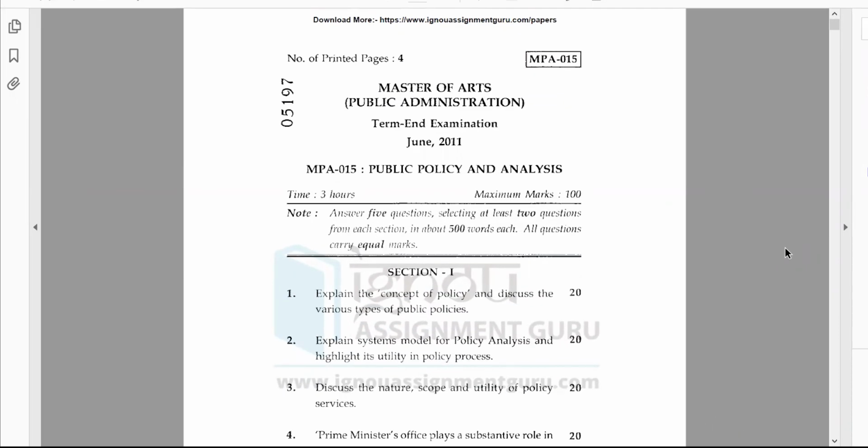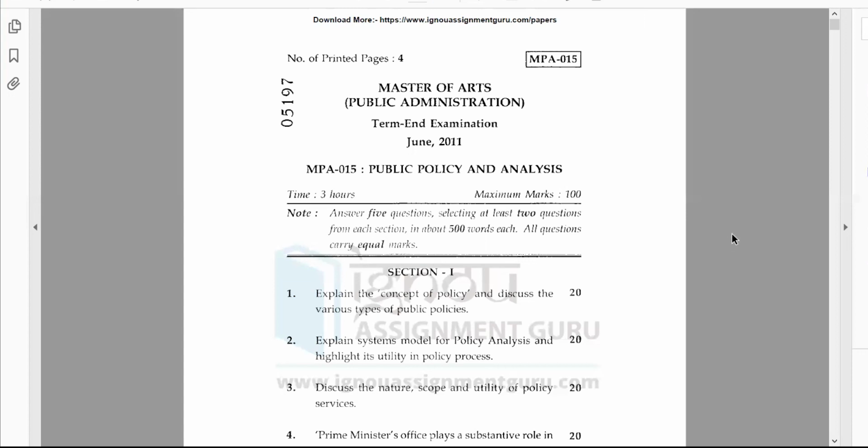I have taken, for the benefit of the students, one of the question papers that had appeared in the yesteryears, and today I have taken June 2001 MPA-015 Public Policy and Analysis. I am going through the question paper, and the time is 3 hours, maximum marks is 100. You are supposed to answer 5 questions, selecting at least 2 questions from each section in about 500 words each, and all questions carry equal marks.